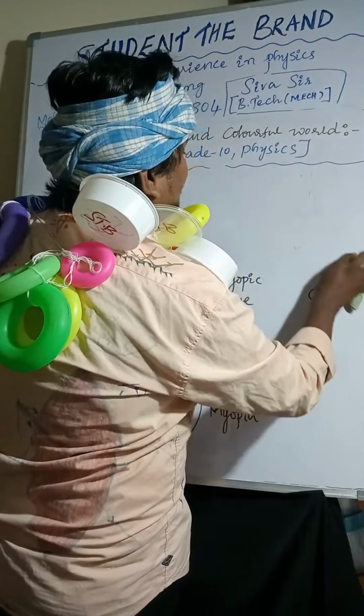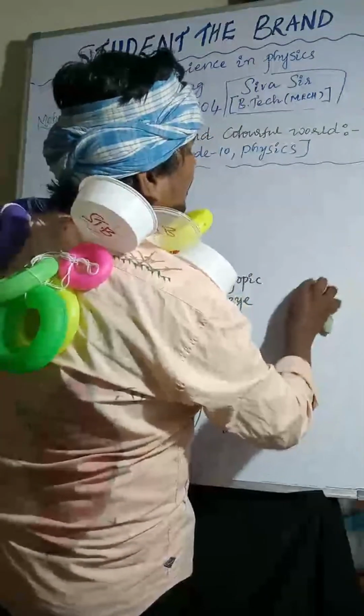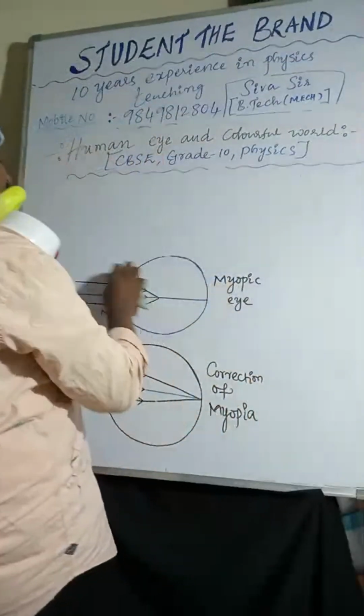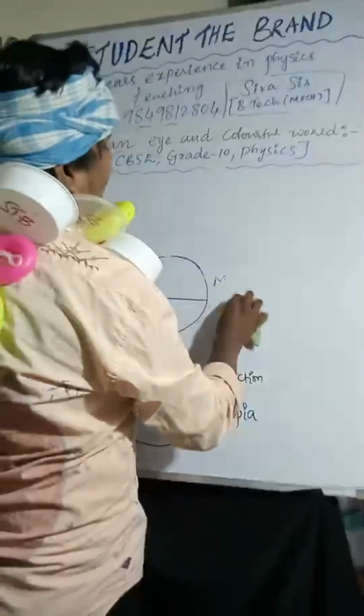Far distance we can see. Near distance we can't see.